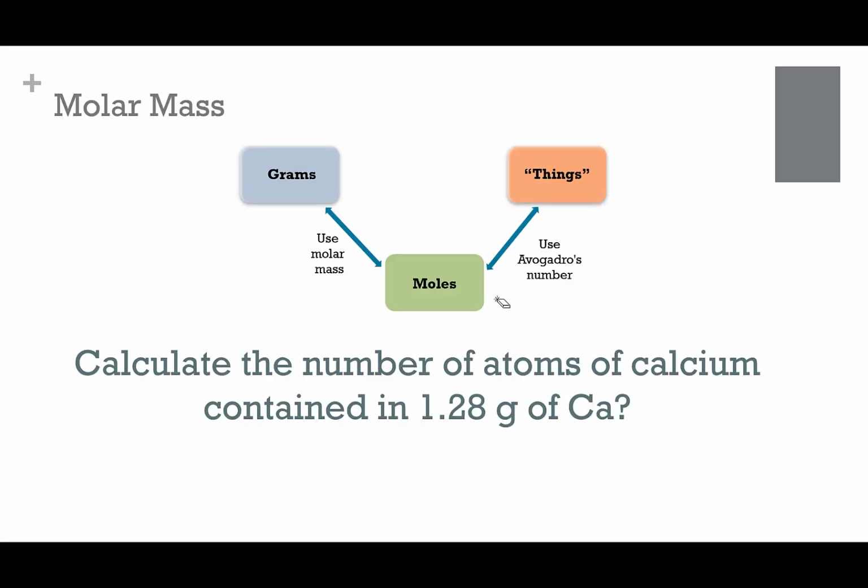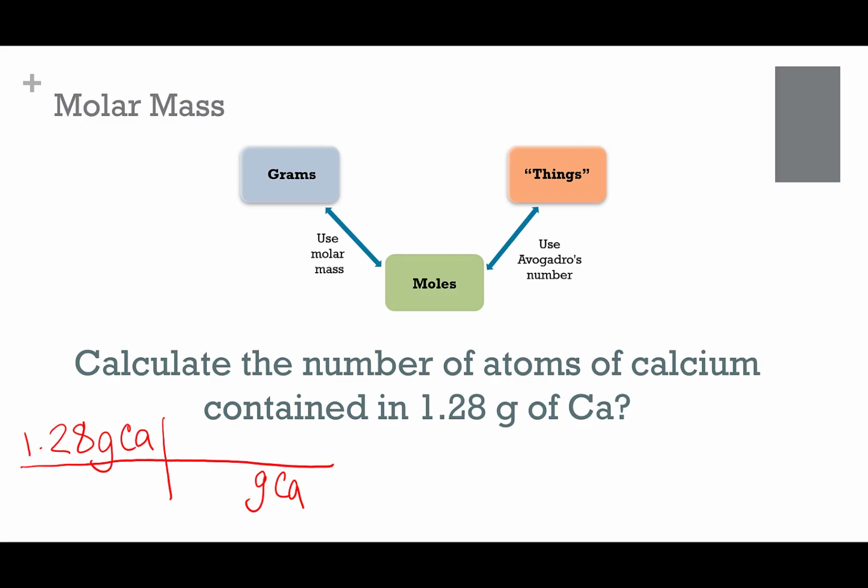All right, so calculate the number of atoms of calcium that are contained in 1.28 grams of calcium. Every unit conversion problem that we've ever done, no matter if it's one step or two, we've always started with the information that's given. So that's going to be the first thing that I write down: 1.28 grams of calcium. Start my train tracks. I'm going to put grams of calcium down here because I know I'm trying to get rid of that. And here's where the map is helpful.